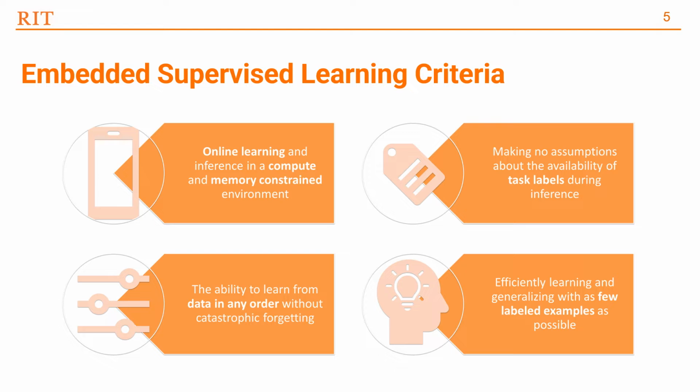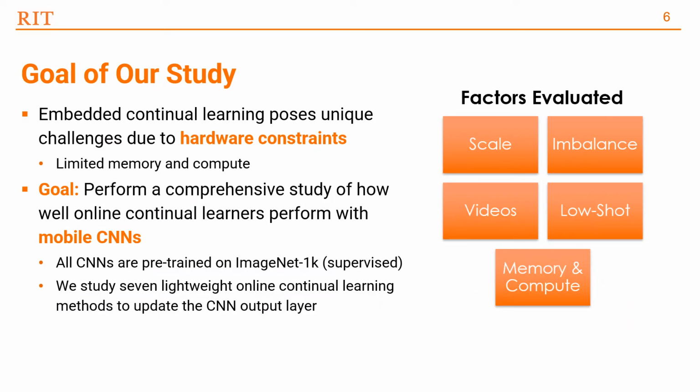Third, the agent cannot assume that task labels will be available during inference, since this requires additional annotation efforts from humans, which might not always be available in the real world. Finally, the agent must be capable of efficiently learning and generalizing from as few labeled examples as possible. This encourages the agent to learn a robust world model while minimizing the number of annotations it requires from a human or oracle. This leads me to the goals of our study.